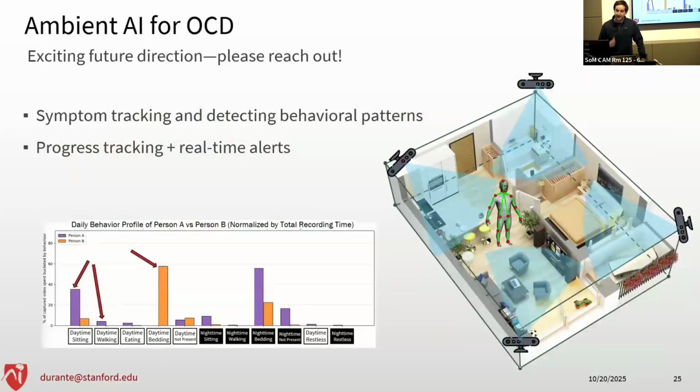All right. I think this is a really exciting future direction for ambient AI and OCD research potentially. So please reach out if anyone has any ideas or wants to collaborate or wants to help in any of our studies. We're always looking for more people to work with. And just to name a few areas, I think it can be really good for symptom tracking and detecting any behavioral patterns more generally. Also progress tracking over time, and even potentially for real-time alerts. I think it could be useful because you can detect the repetitive behaviors potentially right as they're occurring.